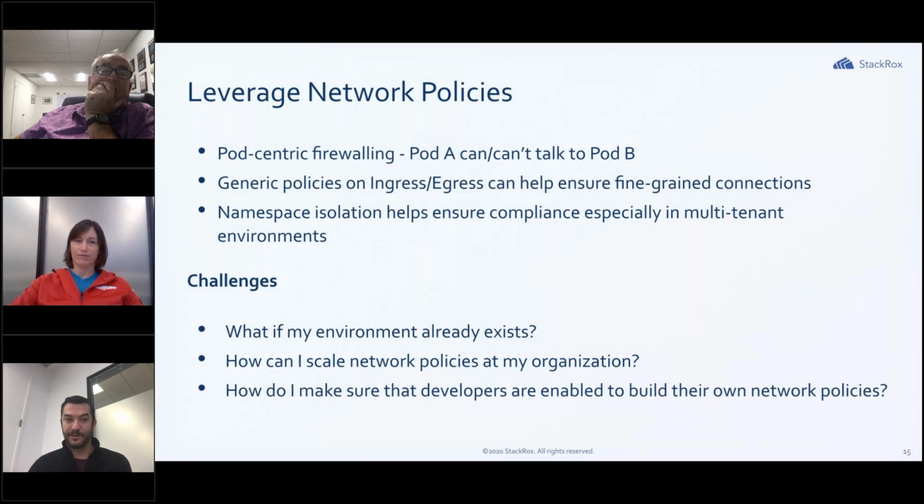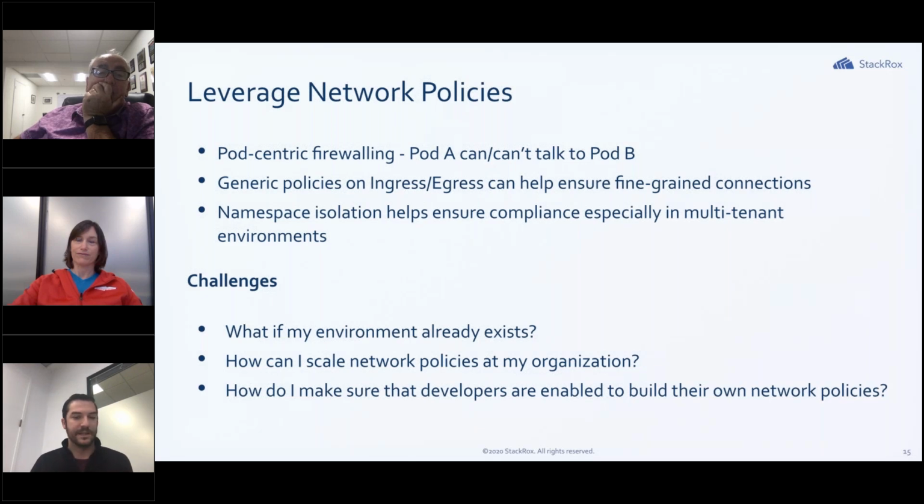Also, leverage network policies. Leverage the native network segmentation that's built into Kubernetes. Basically what network policies are, for people who aren't familiar, it's what I consider pod-centric firewalling. It's pod A can or can't talk to pod B. Generic policies on ingress and egress can really help ensure fine-grained connections. I'll go into that a little bit more, but basically you can say two namespaces can't talk to each other.